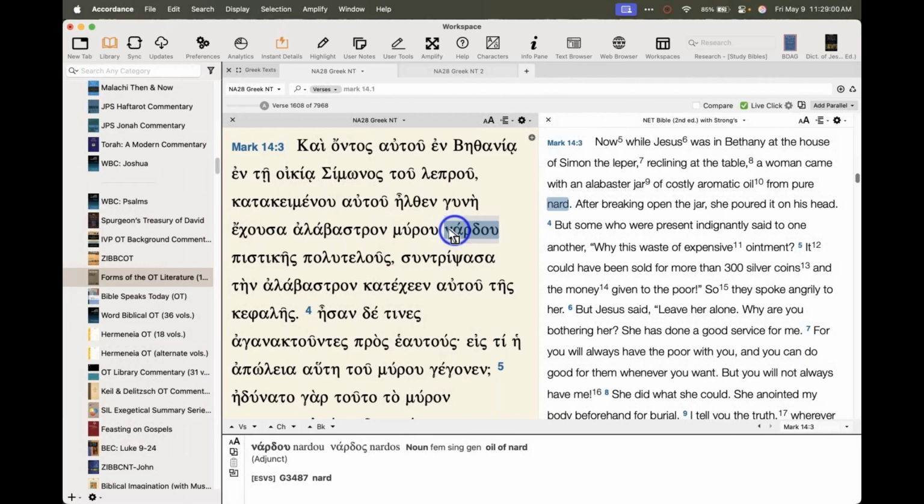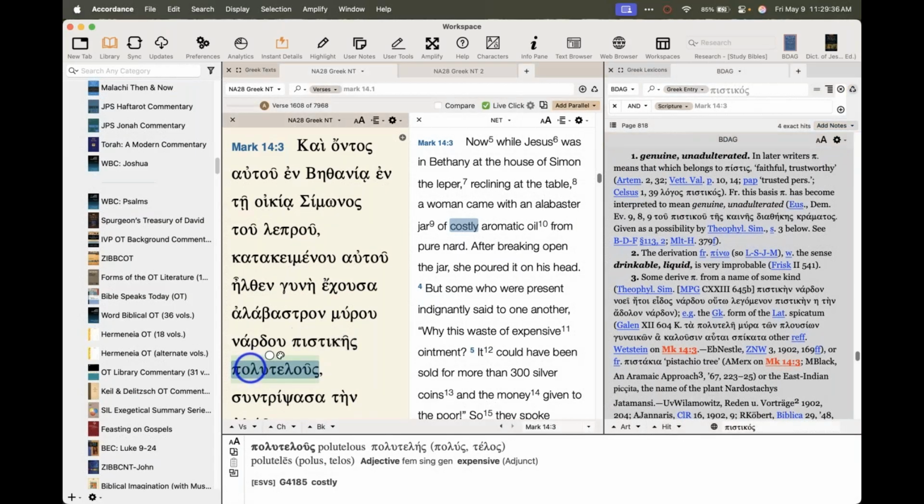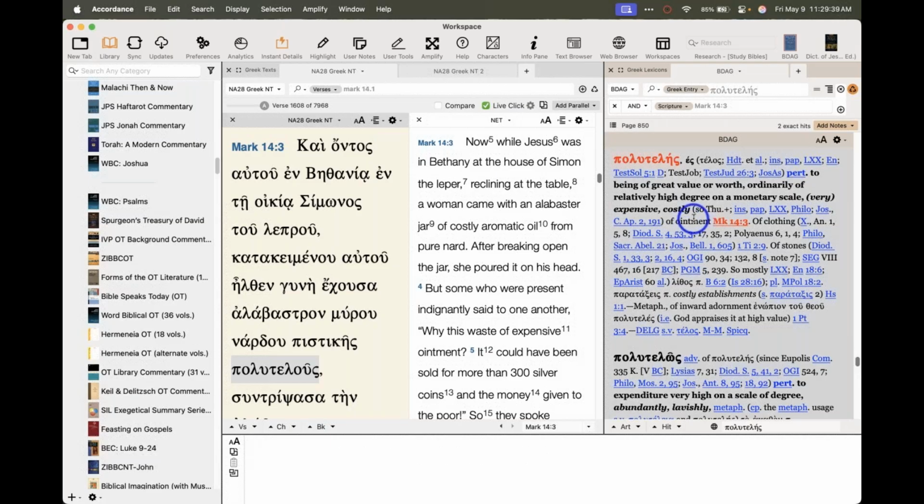What Mark does, though, is he gives us this little bit of alliteration, this pistikes polutelous, that describes this costly aromatic oil of pure nard. This first word, and you can see here the root connection to pistis, as in faith or faithful or pure. You've got this unadulterated, unfiltered, something like that, genuine, unadulterated. And then with polutelous, you've got expensive, costly.